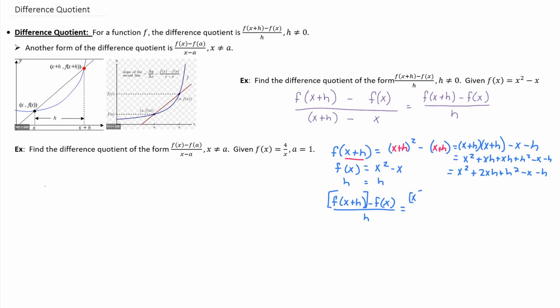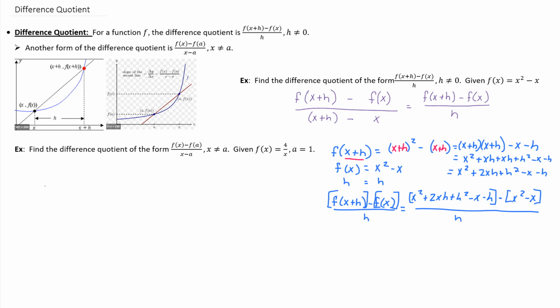It's x squared plus 2xh plus h squared minus x minus h. And then I'm going to subtract off my f of x piece, but my f of x piece is x squared minus x. And then in the denominator I have h.